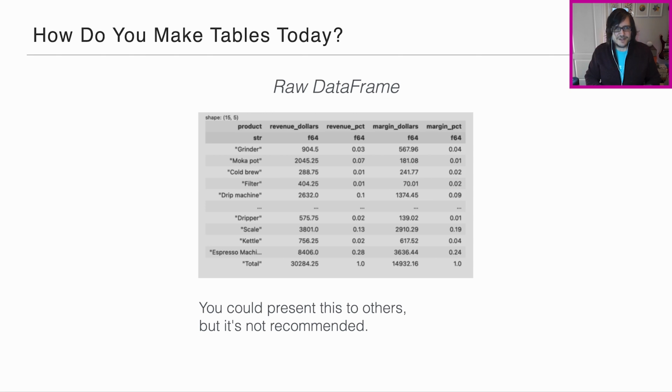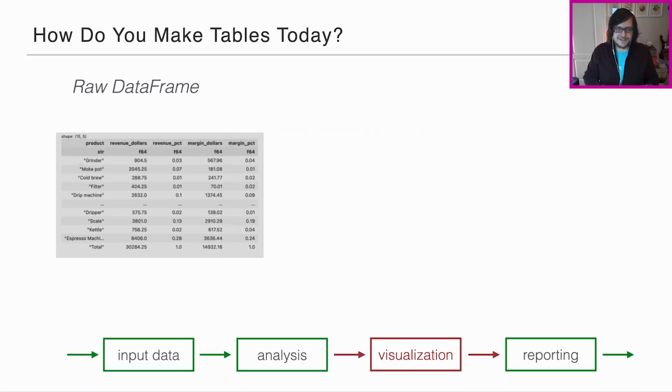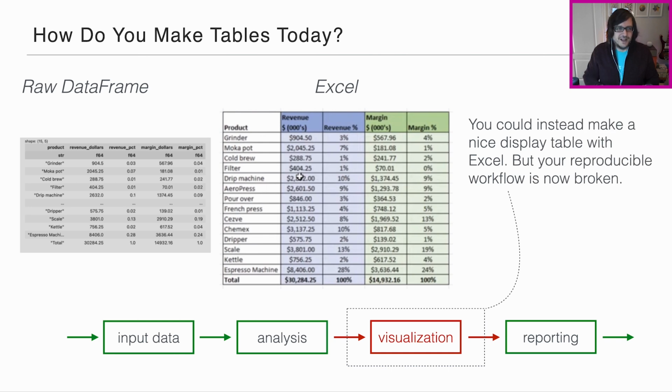So how do you make tables today? Sort of looking at how people do it. You may take a raw data frame. This is, I believe, a Polars data frame. You can present it to other people like this, just like, here you go, the raw data frame. This is your results. Not really recommended because it doesn't look too good. And also doesn't have all the data. It's kind of not so great.